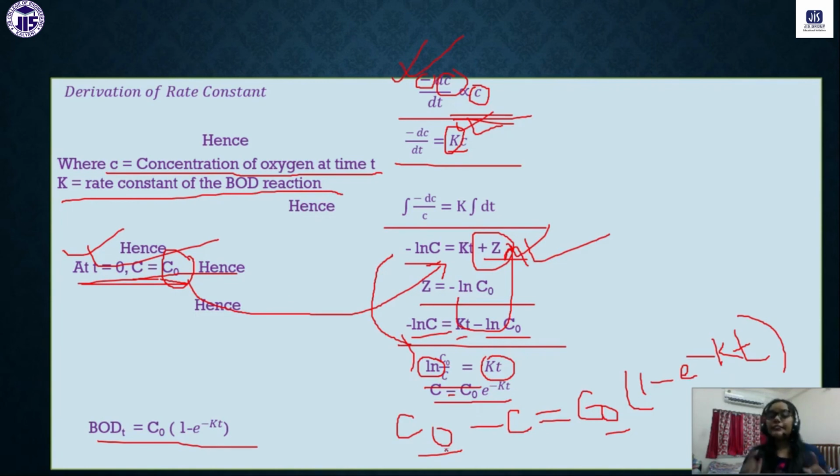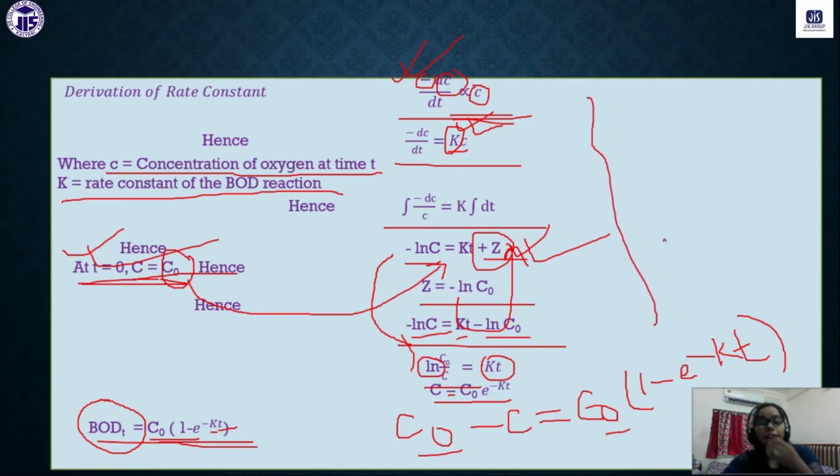Now, what is C0? C0 is the initial amount of dissolved oxygen and C is the final amount, like the amount of oxygen at a time t. So, C0 minus C, as such, is the BOD value. That is why BOD at time t equals C0 into 1 minus e to the power minus kt, where C0 is the initial value of dissolved oxygen, K is the rate constant and t is the time factor. So, this is all about the derivation of the rate constant of BOD reaction.